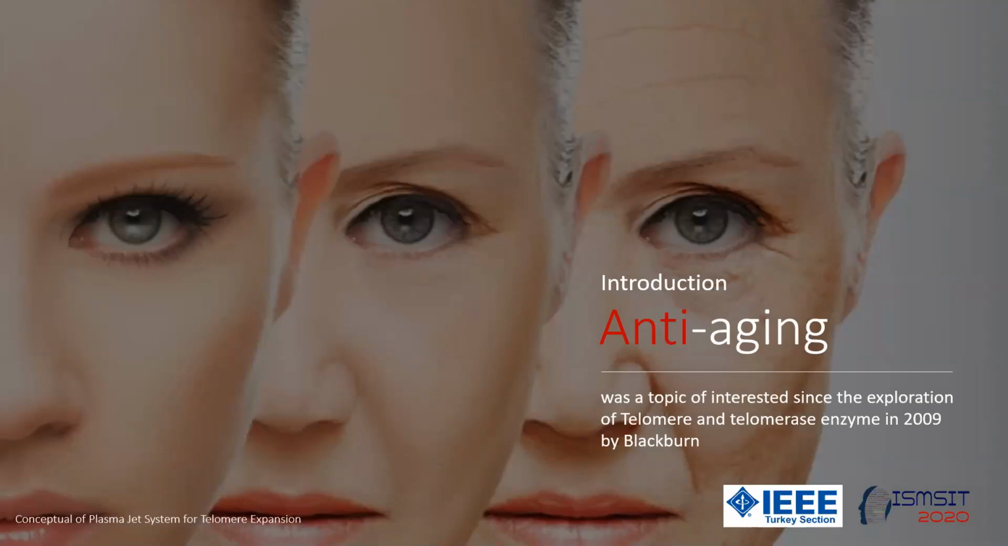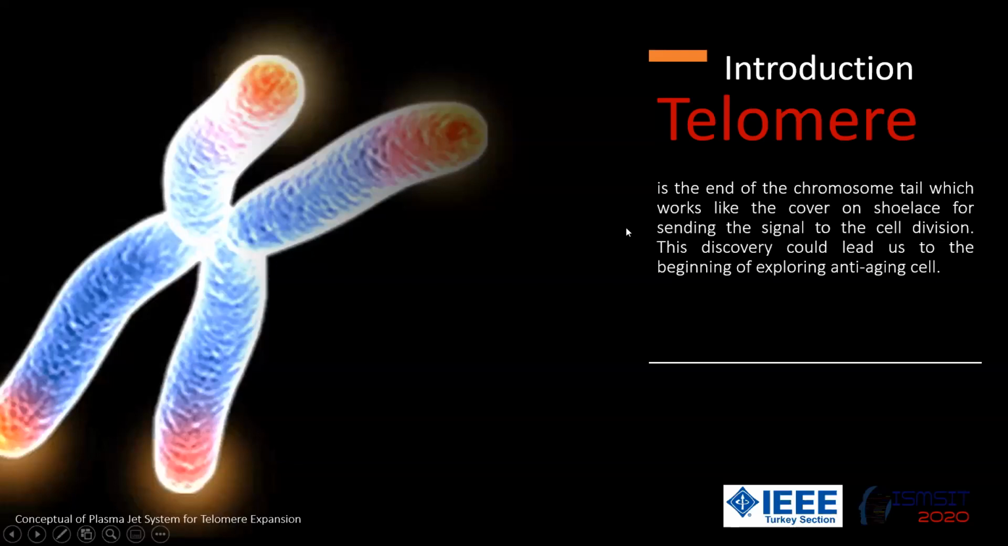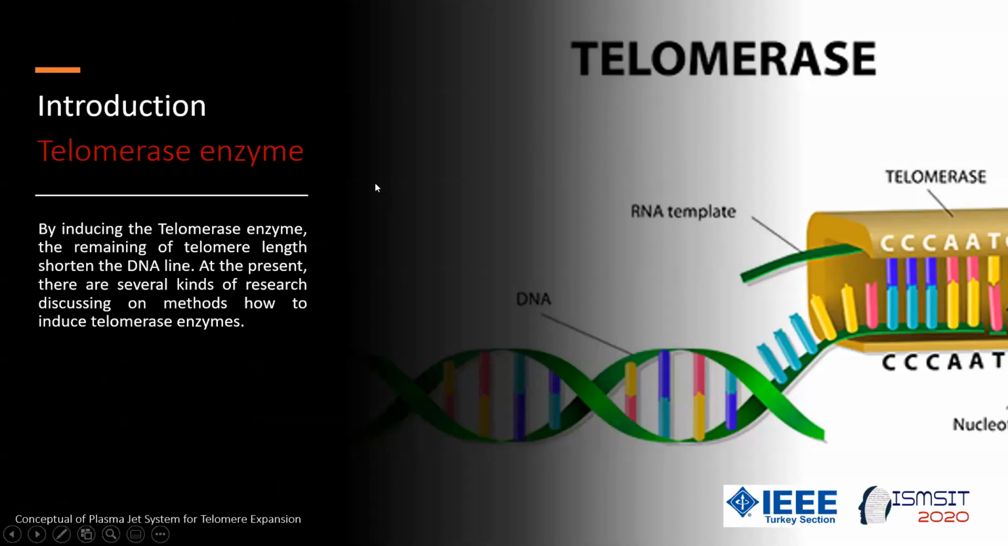However, in 2009, anti-aging became a topic of interest again since the exploration of telomere by Blackburn and her team. What is the telomere? The telomere is the end of the chromosome tail, which works like a cover on a shoelace for sending the signal to the cell division on this chromosome. This discovery could lead us to the beginning of the exploration of anti-aging cells. But the problem is, when the cell gets more division, this telomere will get shorter.